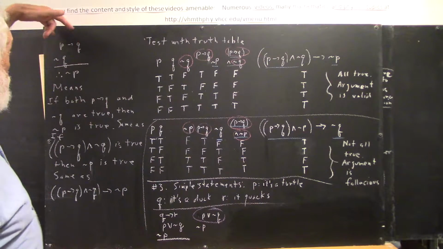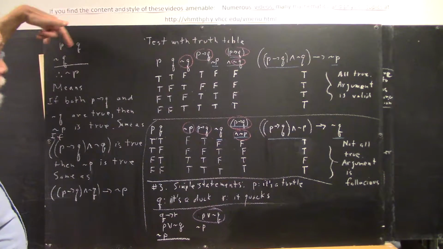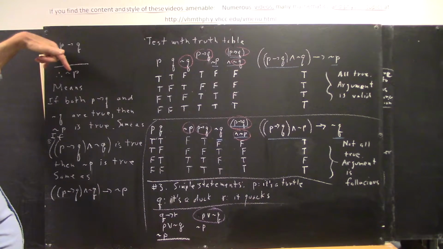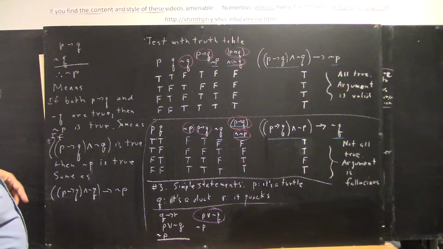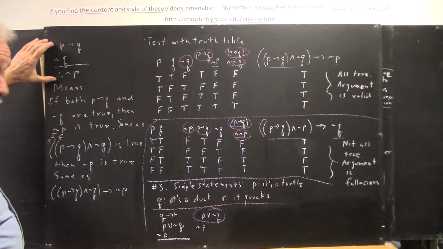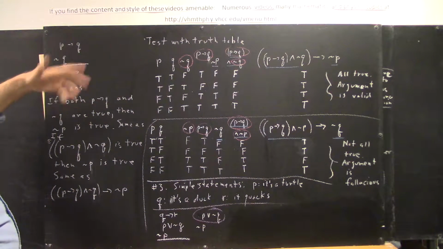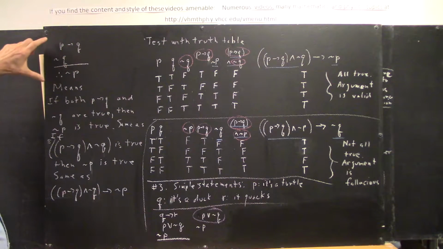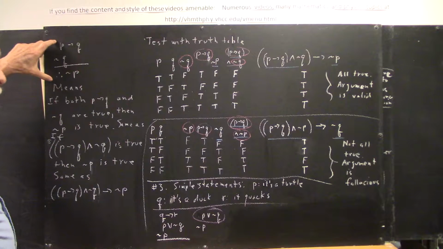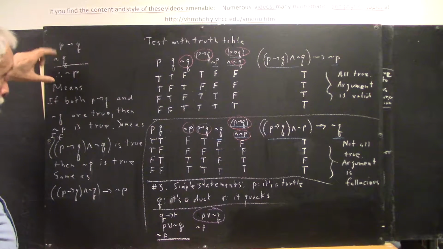We're asked to evaluate the argument: if P then Q, not Q, therefore not P. Now, if we know our basic arguments, this is one of them. Could it be modus ponens, modus tollens? What could it be? This is one of our standard arguments.